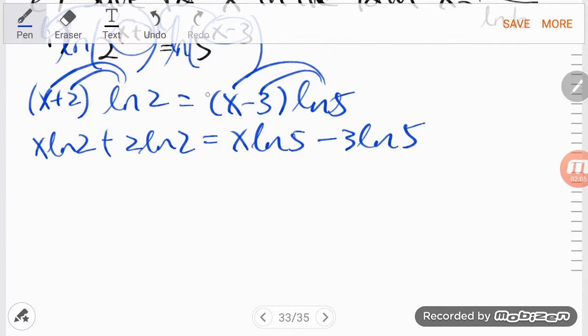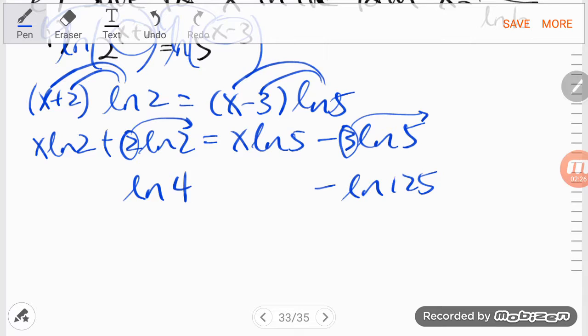Okay. Now 2 ln 2 can be written as ln 4, right? Because I'm going to bring that 2 up. So 2 to the power of 2 gives us 4. Same thing here. I'm going to bring that 3 up. So I will have minus ln of 5 times 5 times 5. That'll be 125. Okay, and then my x ln 2 stays there. x ln 5 also stays there.